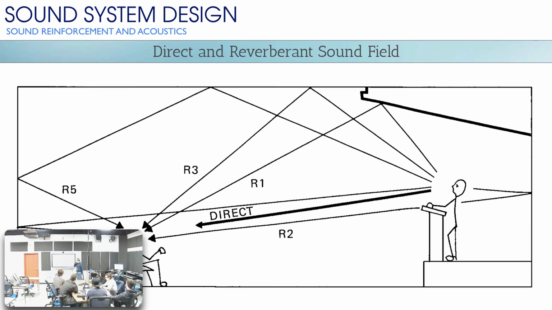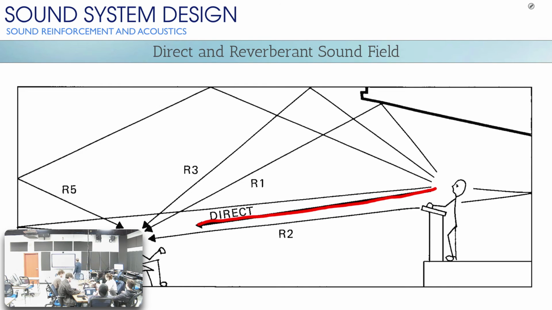So here's an example where you've got a talker up here and a listener over here in the seat, and there will always be, hopefully, a certain amount of direct sound. We call this the direct sound that comes straight from the source to the listener without having bounced off of anything. Okay?